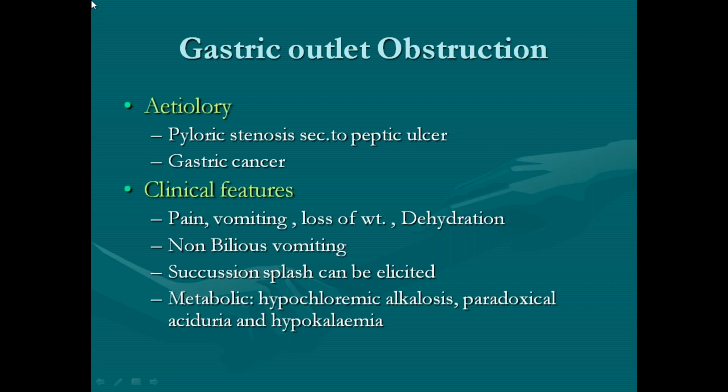When you hold both sides of the chest just below the rib cage and you move the abdomen, you can see and hear the contents of the stomach moving to and fro. That is succussion splash. And what is this auscultatory percussion? Usually, in normal individuals, the greater curvature of the stomach will be above the umbilicus. But in gastric outlet obstruction, the greater curvature will be beyond the level of the umbilicus.